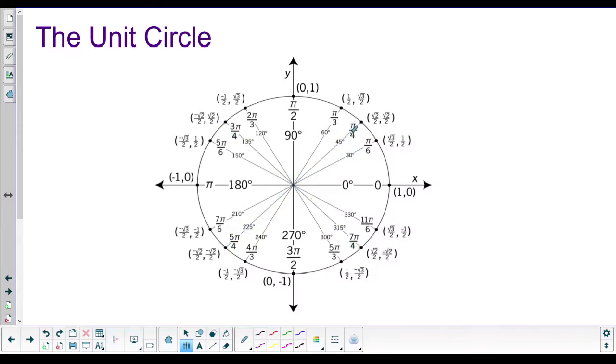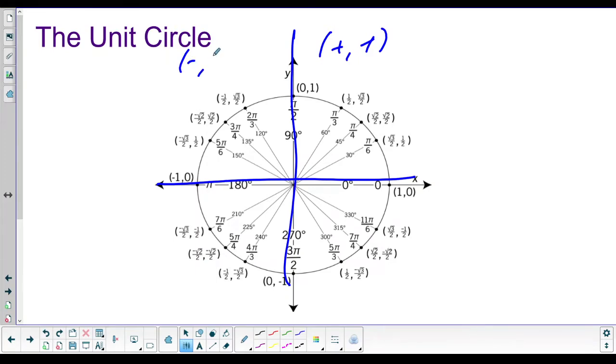Those are always going to be pi over 4s. And the ordered pairs are always made of radical 2 over 2s. Sometimes positives, sometimes negatives. You should be able to tell if the x will be positive or negative based on what quadrant you're in. This is positive, positive; negative for x, positive for y; both negative in the third quadrant; and then positive x, negative y in the fourth quadrant. So that'll tell you which ones will be positive and negative.